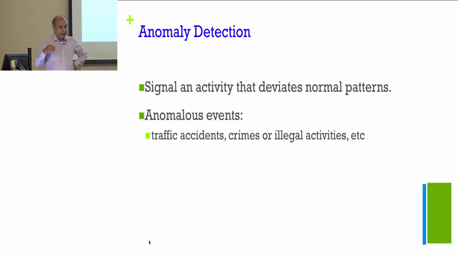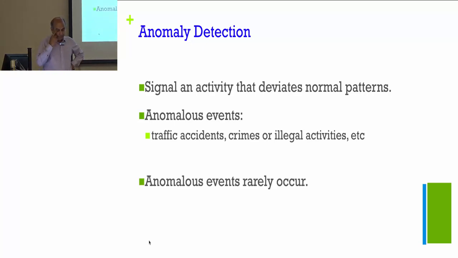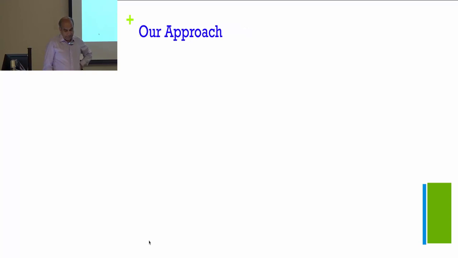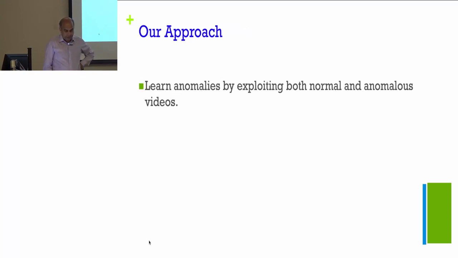And it's very difficult to define what is anomalous. This can be traffic accidents, crimes, or illegal activities, but they occur rarely. So our approach is that we want to learn the anomalies by exploiting both normal and anomalous videos.